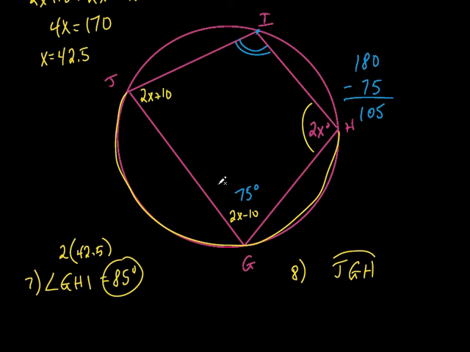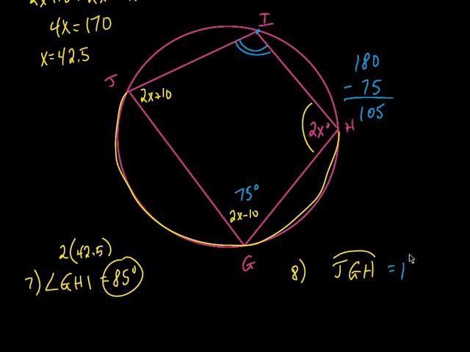Because opposite angles are supplementary. These two are supplementary, and so are these two. No, it's 2x minus 10. 2x is 85, minus 10 is 75. Right? That's what this angle right here, angle G, is, 75 degrees. This one is its supplement. So I took 180 minus 75, which is 105. And that's that arc.